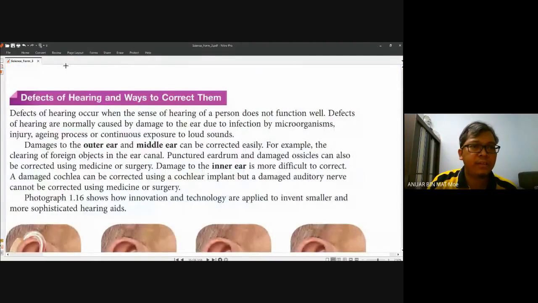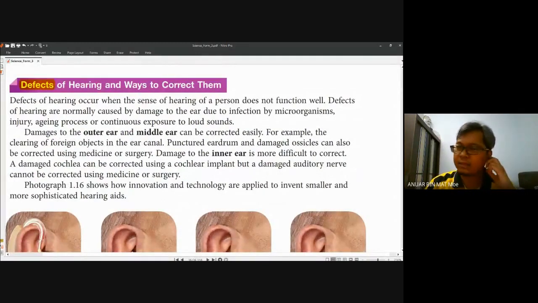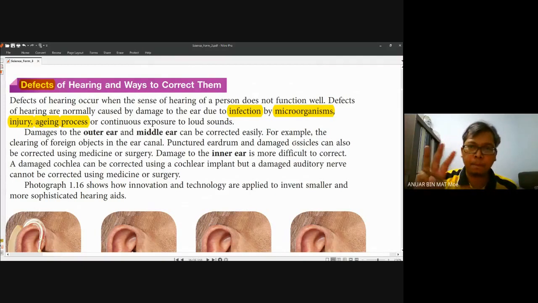Okay, next, the defects of hearing and way to correct them. Pun ada rosak ya. Telinga juga boleh jadi rosak. Okay, ini you boleh baca sendiri. Kenapa boleh rosak? Okay, tengok di sini ya. Because infection by microorganism. Mungkin ada jangkitan kuman. Okay. Injury, mungkin ada kecederaan or aging process. Dan mungkin ada penuaan. Ada tiga sebab. Mungkin ada jangkitan kuman. Injury, kecederaan sebab mungkin kamu ambil kapas, kamu korek-korek ke, ataupun sudah menjadi tua.